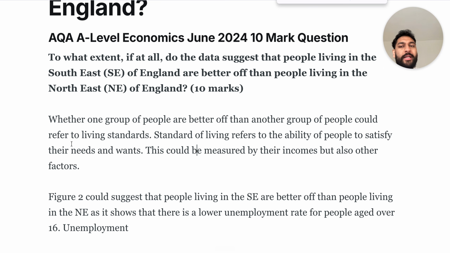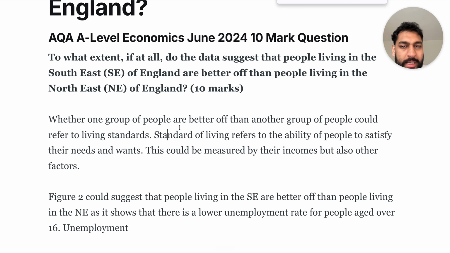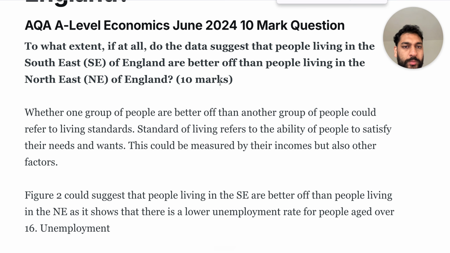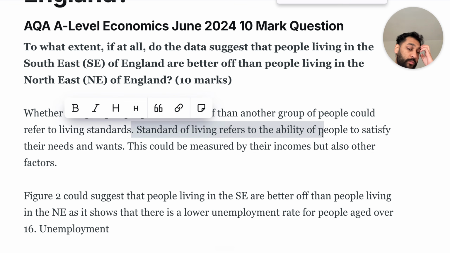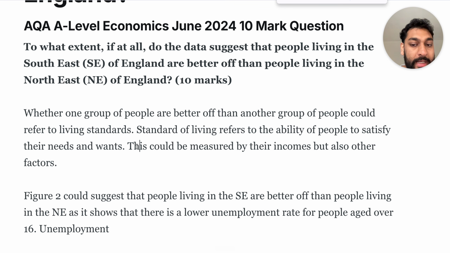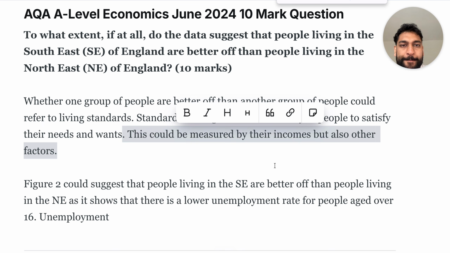So I related that to living standards, and I said, there's a document which has all the economics definitions for AQA. There's one for standard of living, and it refers to the ability of people to satisfy their needs and wants. It also mentions education and health, but in this case, I said this could be measured by incomes and also other factors. If you want to, you could check the extract, but we're going to be going through that in our paragraphs anyway.